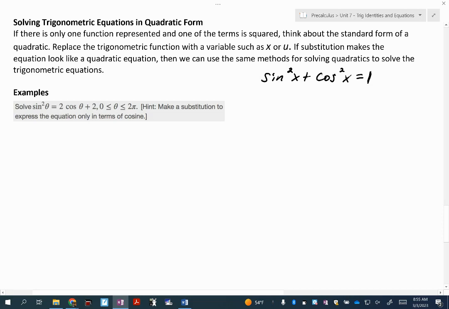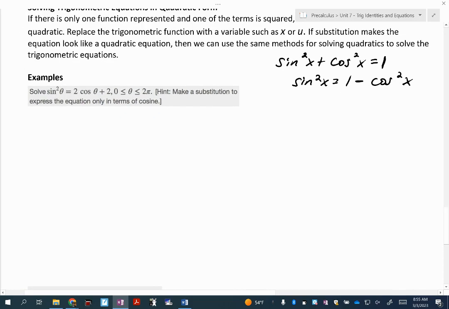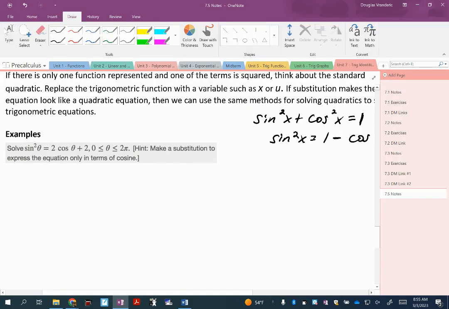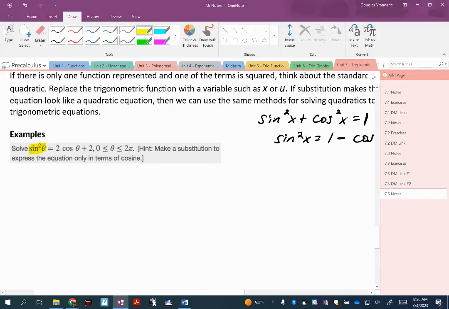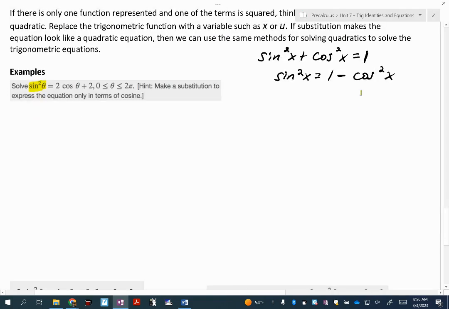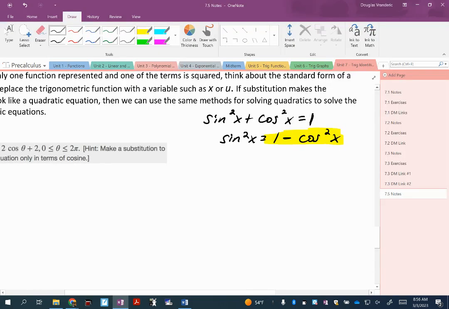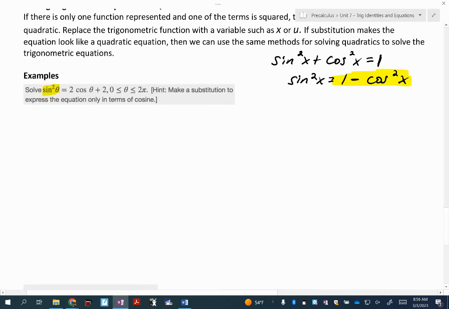And if I isolate this for sine squared, by moving the cosine squared over, I get sine squared x equals 1 minus cosine squared x. So I'm going to take this sine squared right here in the problem, and I'm going to replace it with 1 minus cosine squared theta. That's the first thing I'm trying to do, deal with only cosines. So I have 1 minus cosine squared theta equals 2 cosine theta plus 2.